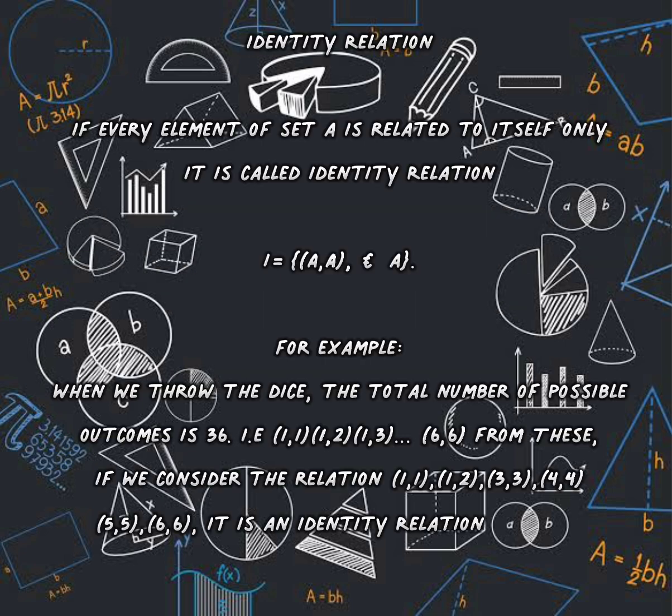Identity relation. If every element of set A is related to itself only, it is called an identity relation, I equals the set of (a, a) for a in A. For example, when we throw the dice, the total number of possible outcomes is 36: (1,1), (1,2), (1,3), ... (6,6). If we consider the relation (1,1), (2,2), (3,3), (4,4), (5,5), (6,6), it is an identity relation.